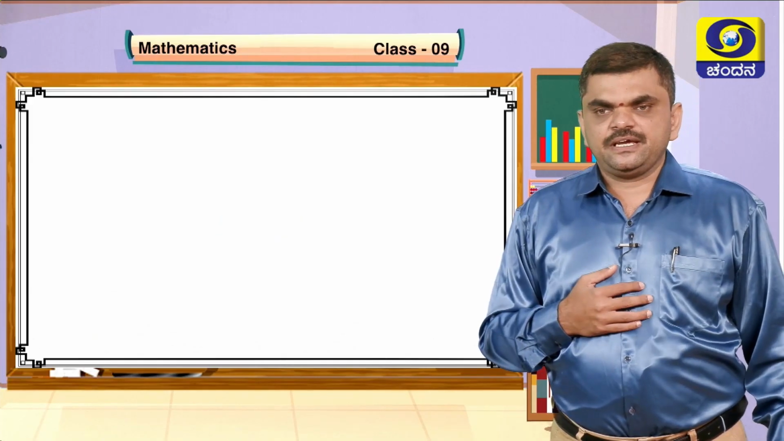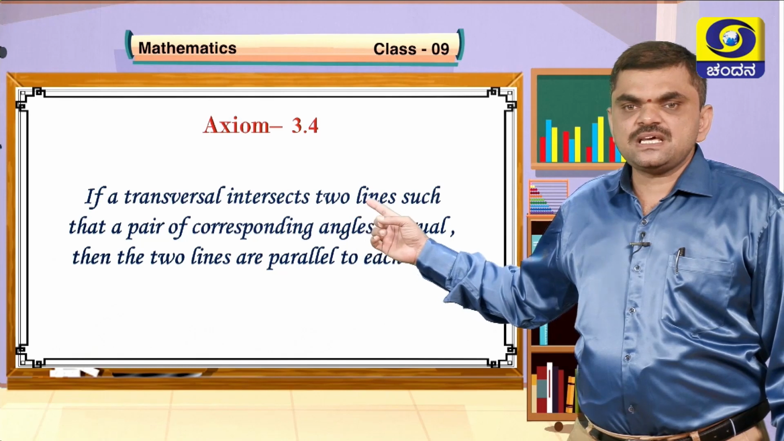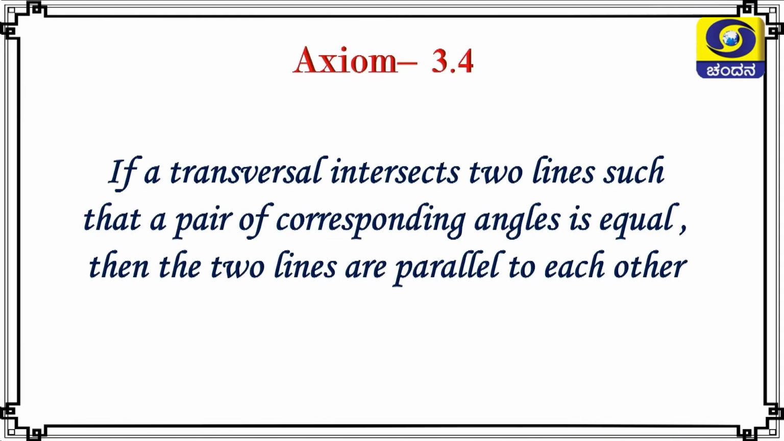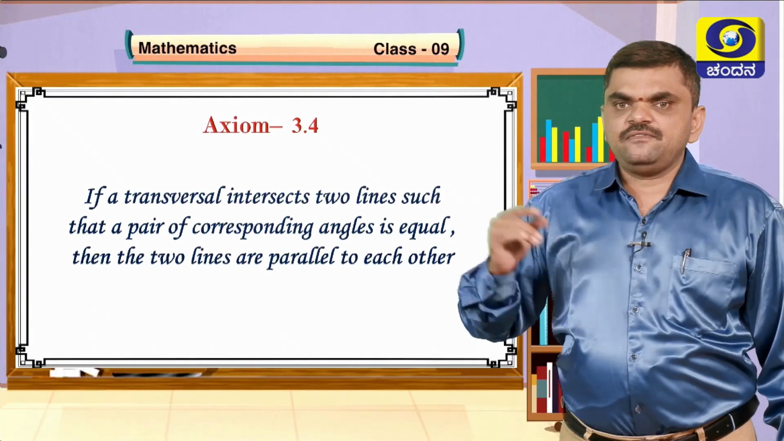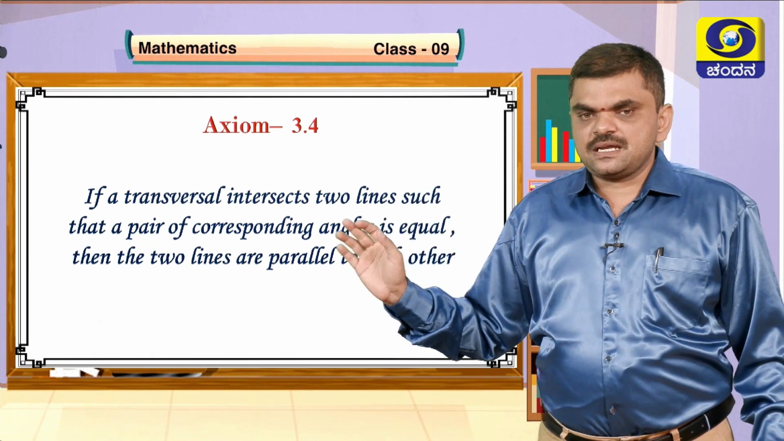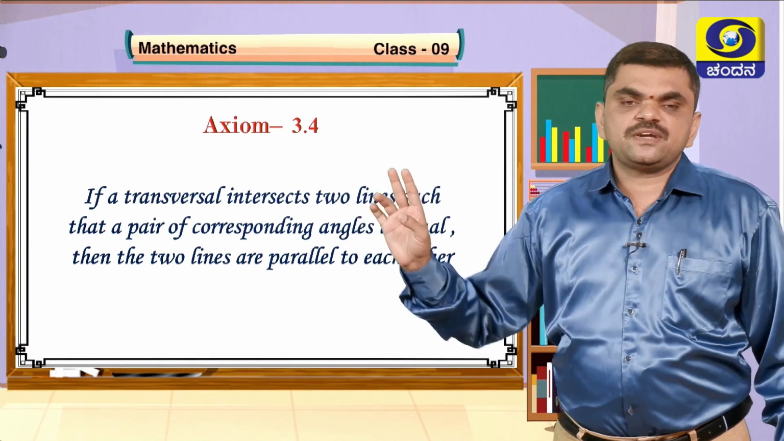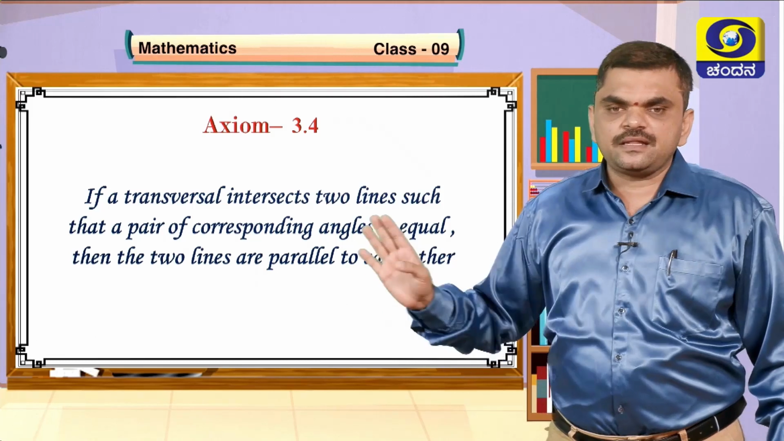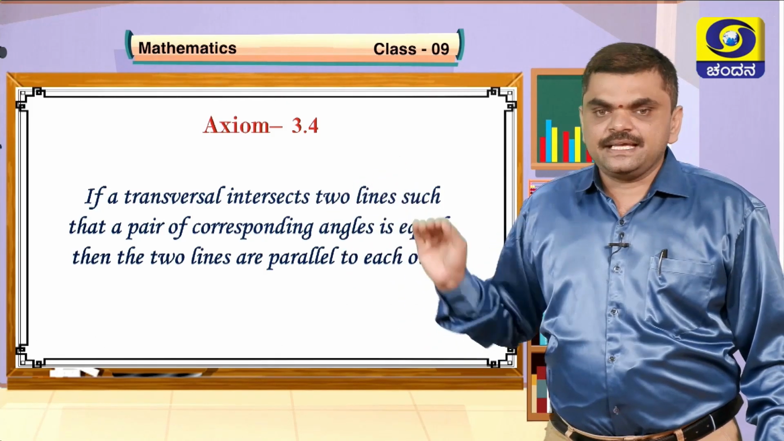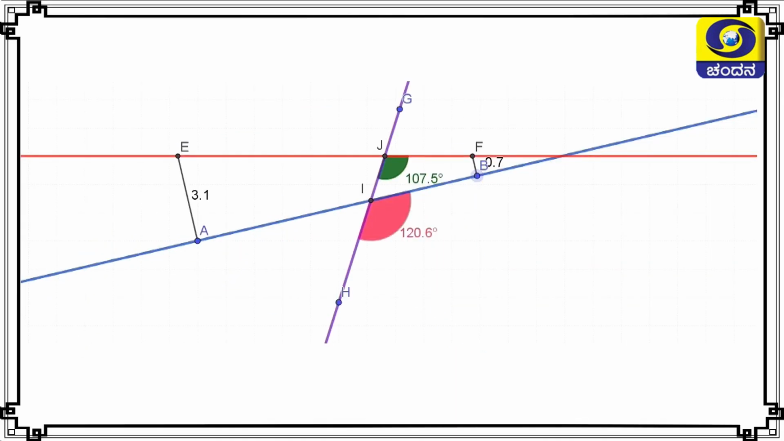Have you completed the activity? It's nice, isn't it? Now, axiom 3.4, what does it say? If a transversal intersects two lines such that a pair of corresponding angles is equal, then the two lines are parallel to each other. In our previous axiom, we noted that if the corresponding angles are equal, then those two lines are parallel. We measured the distance between those two lines, and they are parallel, non-intersecting lines, children. So, now we easily got it. Observe this video, children.